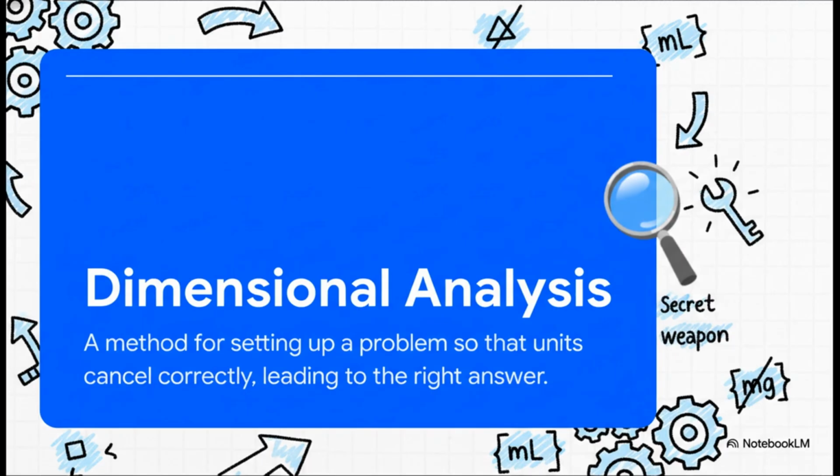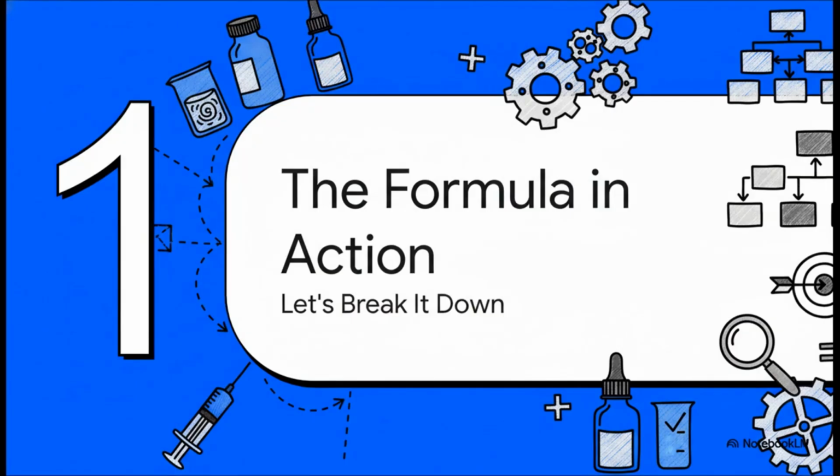Well, we use this really powerful tool called dimensional analysis. Honestly, you should think of this as your secret weapon. It's a method that doesn't just get you to the right answer. It actually proves your answer is correct by making sure all the units line up and cancel out perfectly. Okay, enough talk. Let's see this formula in action.